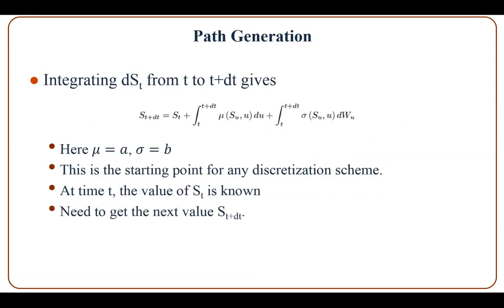Integrating dSt from t to t plus dt, we have this with 3 terms, and this is the starting point for any discretization scheme. At time t, the value of St is known, and we need to get the next value at t plus dt.